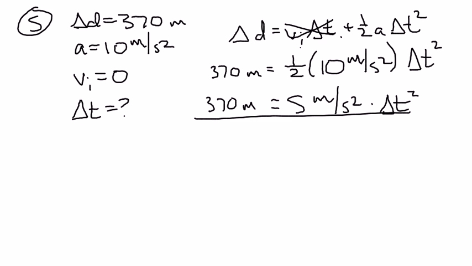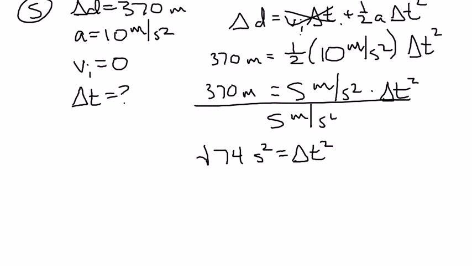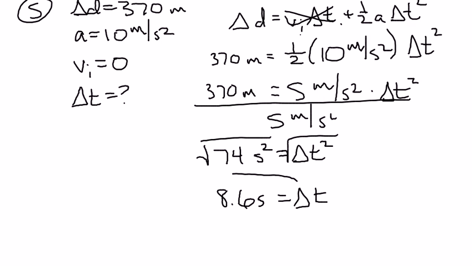And if we divide that whole thing by 5, we should get 74 seconds squared equals delta T squared. And then we can square root that thing. And we will get delta T equals 8.6 seconds. There's your answer. It should be 8.6 seconds.